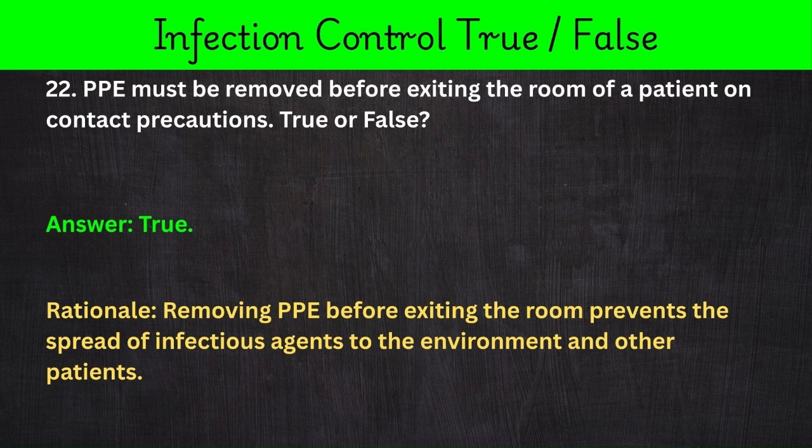22. PPE must be removed before exiting the room of a patient on contact precautions. True or false? Answer: true. Rationale: removing PPE before exiting the room prevents the spread of infectious agents to the environment and other patients.